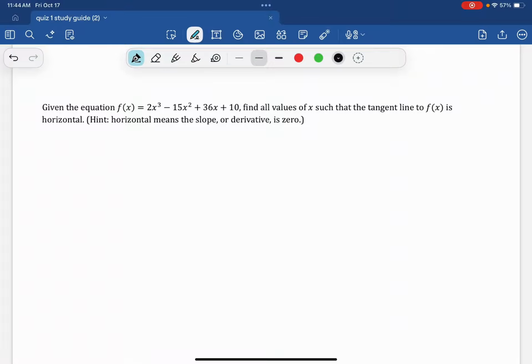Given the equation f of x equals 2x cubed, and so on, find all the values of x such that the tangent line is horizontal. Okay, so remember, if it's horizontal, that means the slope is 0. So we're interested in finding all the values of x such that the derivative is equal to 0. So what is the derivative? That's f prime of x equals 6x squared minus 30x.